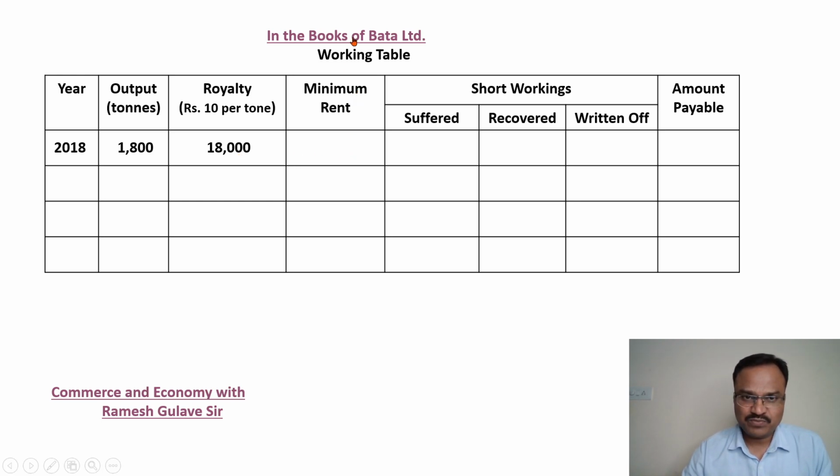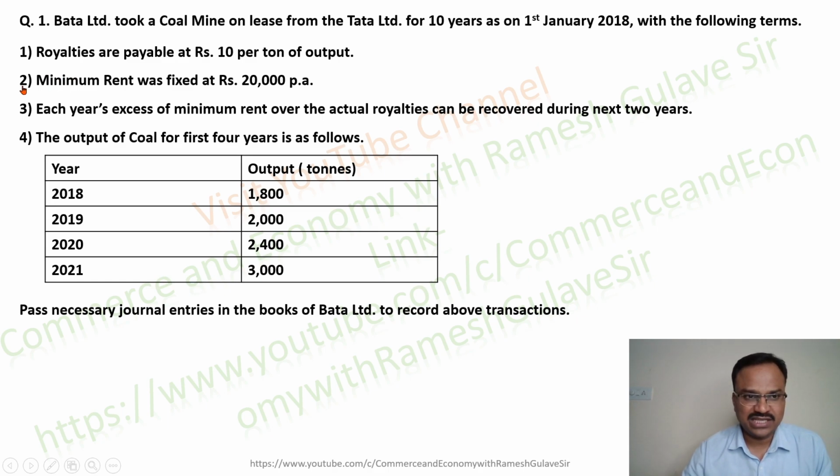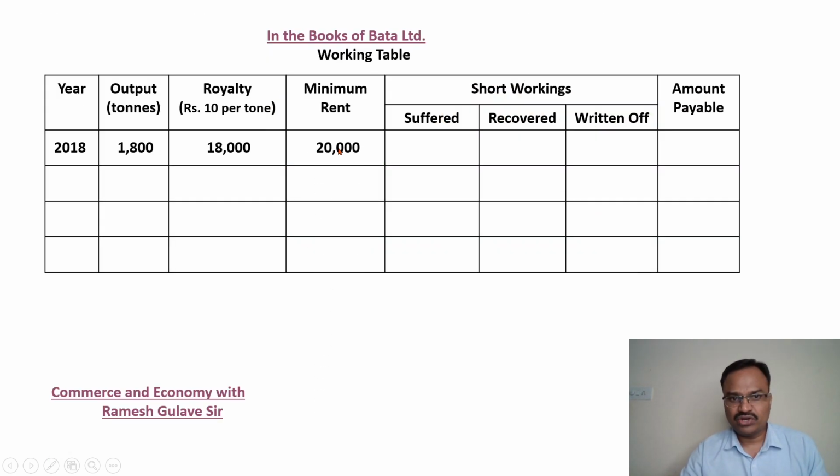Right. Next column is for minimum rent, and minimum rent is given in the question as rupees 20,000 per annum. Here in second term, minimum rent was fixed at rupees 20,000 per annum. So here minimum rent is 20,000. Right. Now next column is very important, which is related to the short working. Right, and this depends on the comparison of minimum rent and royalty. See friends, in order to have a certain or fixed income, generally the minimum rent is given in the question, or there is a condition of minimum rent.